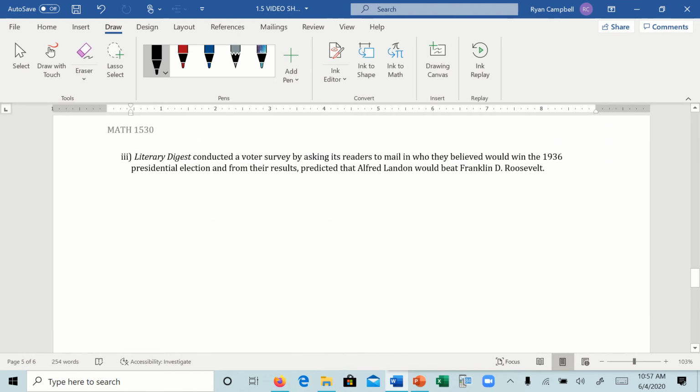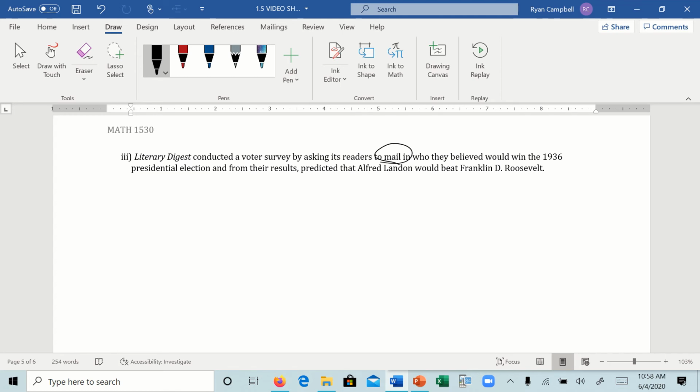Part 3. Literary Digest conducted a voter survey by asking its readers to mail in who they believed would win in the 1936 presidential election, and from their results, predicted that Alfred Landon would beat out FDR. So, which one of these biases would it be? So some students would say, oh, it's a voter survey, so probably some people didn't do a mail-in vote, right? The voter survey was by mail, so probably they didn't mail it back.